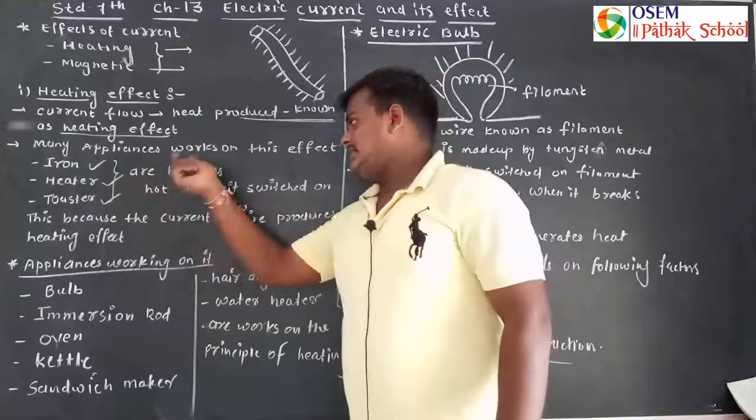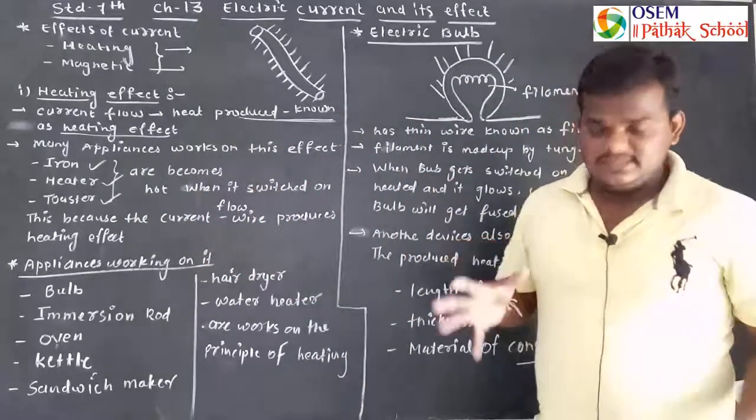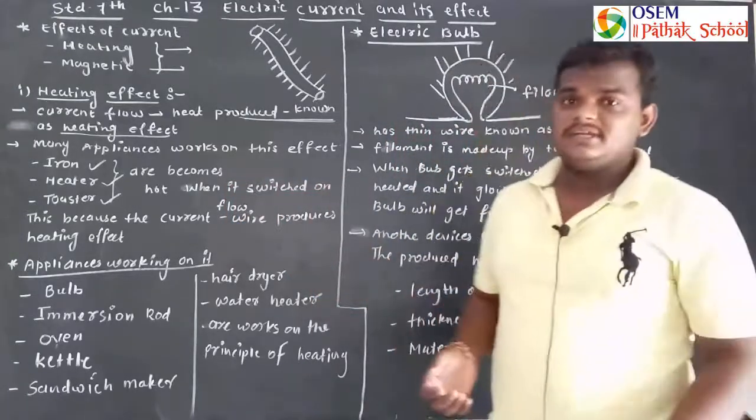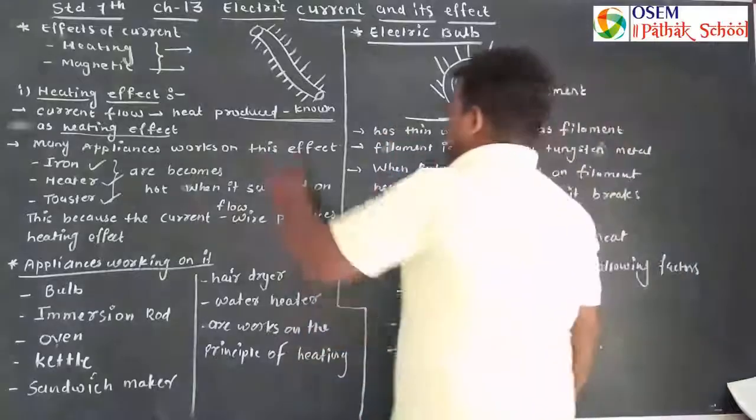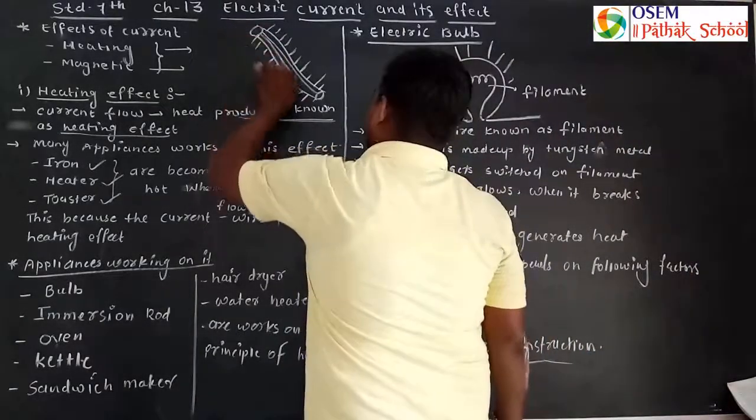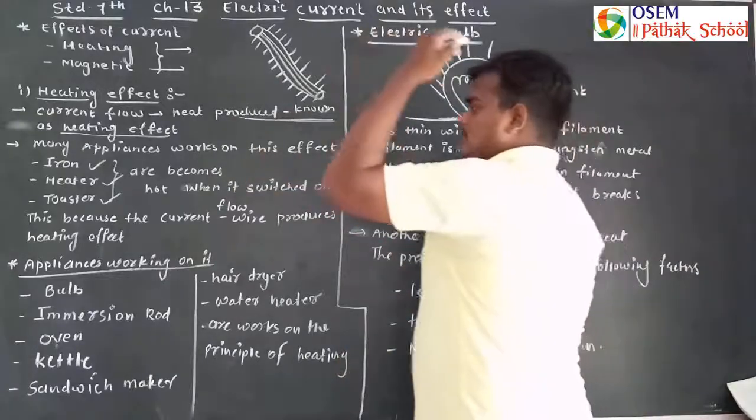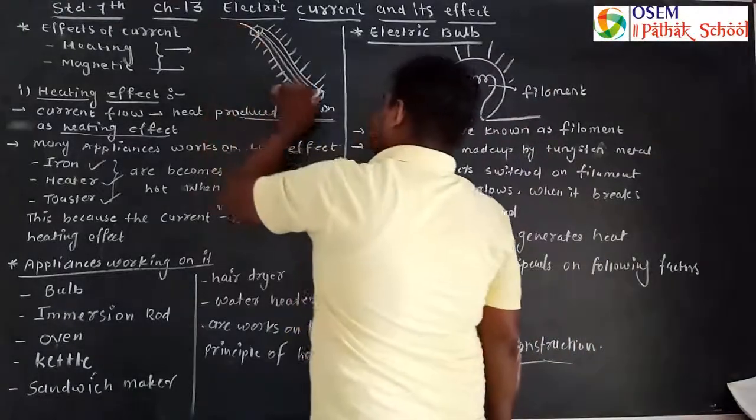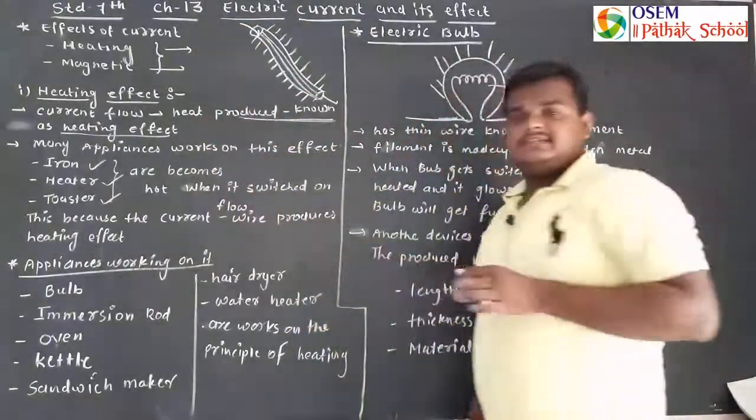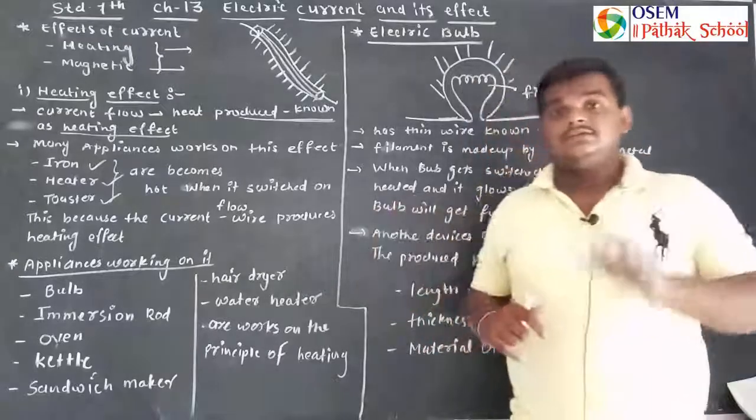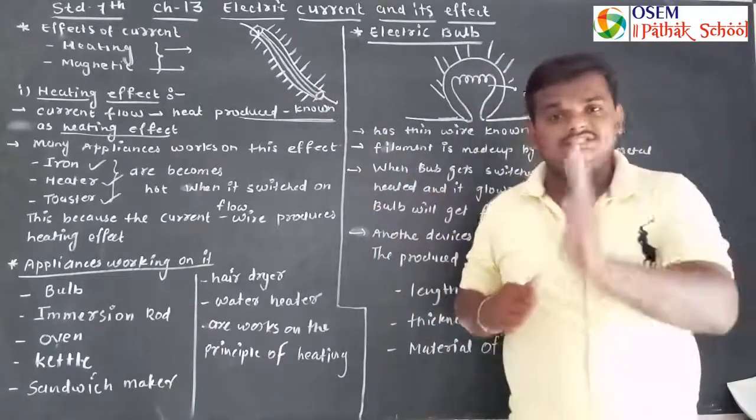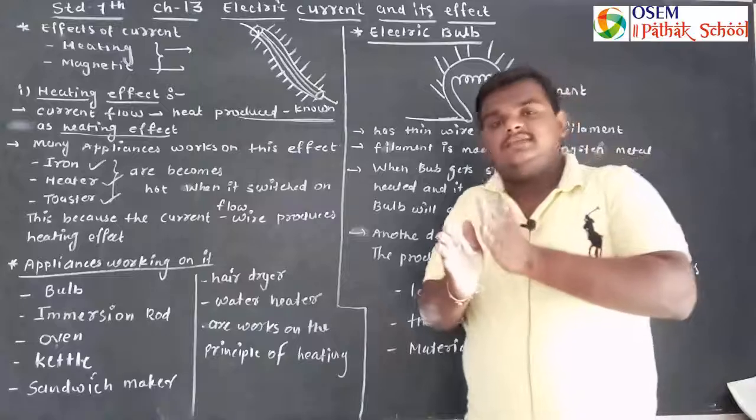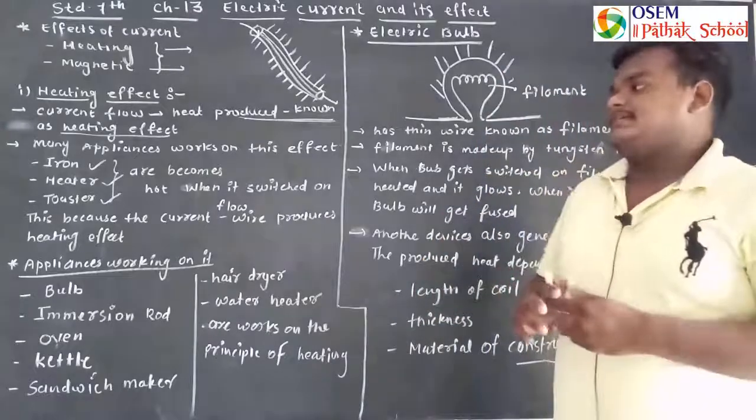Iron, heater, toaster becomes hot. It becomes hot when it is switched on. Why does it become hot when it gets switched on? Suppose this is the wire of a heater or any toaster or iron or any such device. Electricity will pass through from here to here. So when the electricity passes through the conductor, the resistance of this material resists that current. That's why the current is stopped. So it generates heat around that wire.